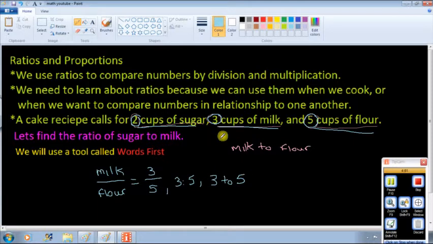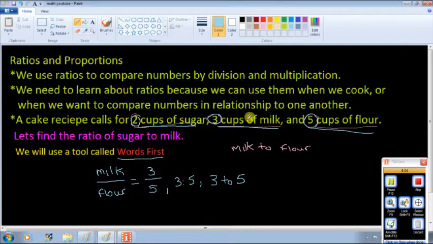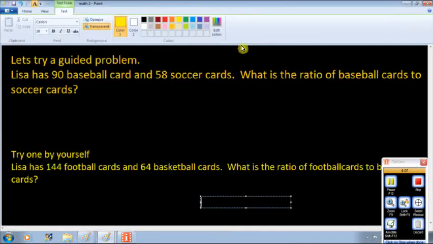Let's go ahead and work some actual problems now and see how we can apply this tool, the Words First tool, to actual ratio problems that you would see in school. Okay, we're going to do this one together. I'll go ahead and read it out loud first, and then we'll go back and underline keywords and information. It says Lisa has 90 baseball cards and 58 soccer cards. What is the ratio of baseball cards to soccer cards?